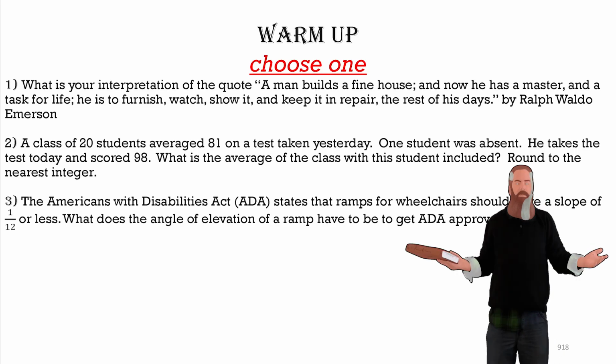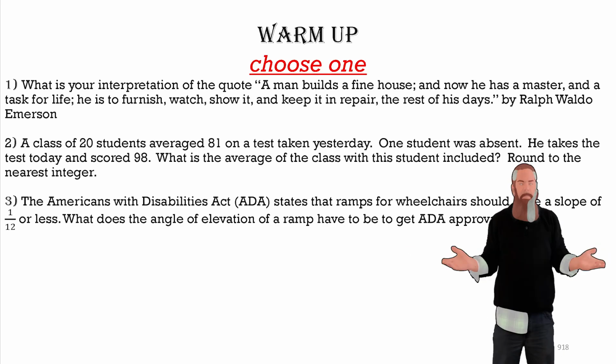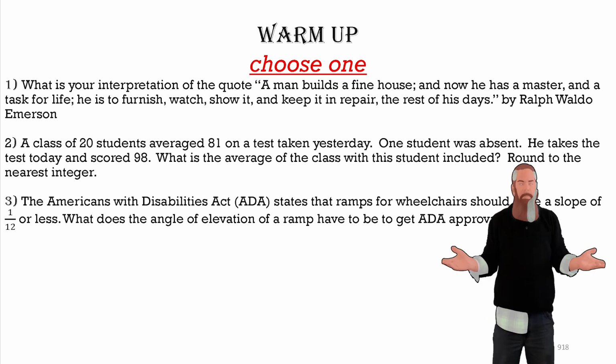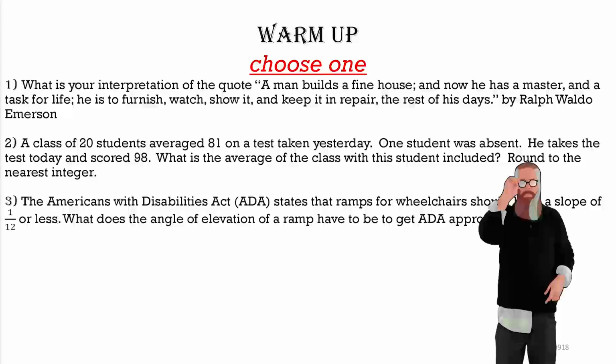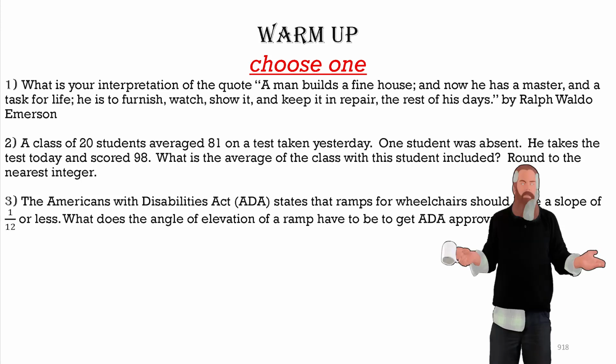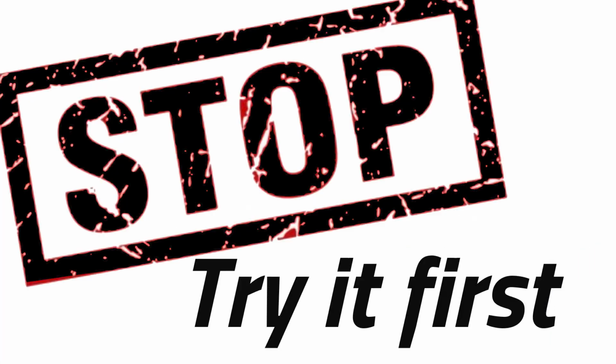Before we begin, let's make sure we're ready for this by looking at warm-up number 2. A class of 20 students averaged 81 on a test taken yesterday. One student was absent. He takes the test today and scores a 98. What is the average of the class with the student included, rounded to the nearest integer?